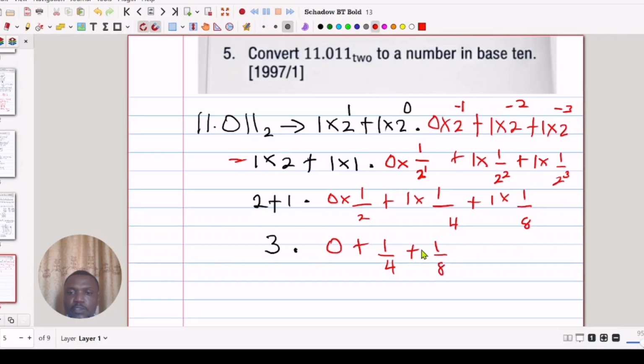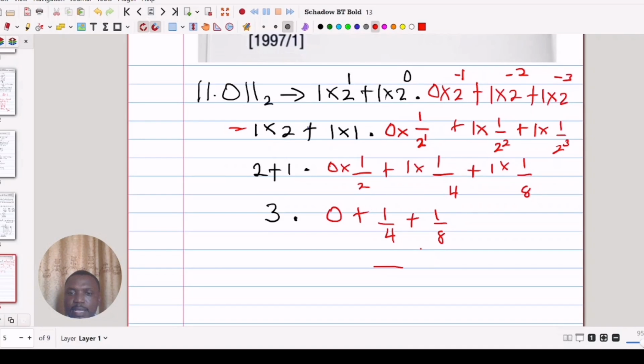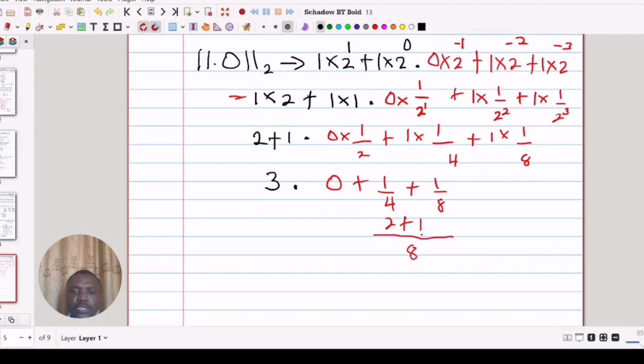So if I just return the 0 and add this, to find the sum of 4 and 8, the LCM is 8. 4 and 8, that will be 2, 2 times 1, 2. Plus 8 and 8, that will be 1 times 1, 1. So this is expected to give us 3 over 8. So what I do to this, I'm going to convert this to decimal. That is, what is 3 over 8 in decimal?